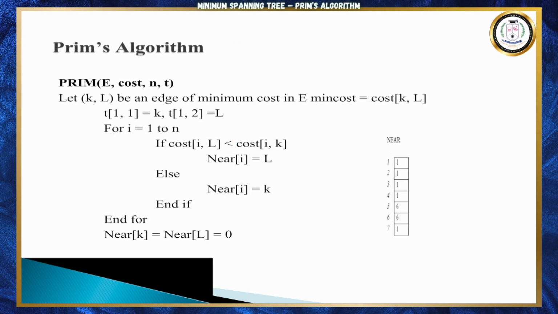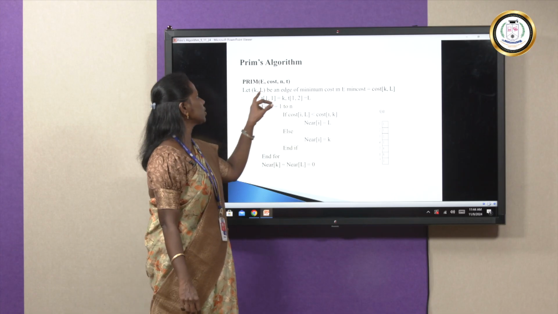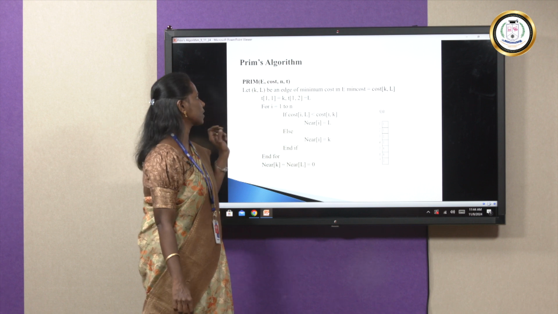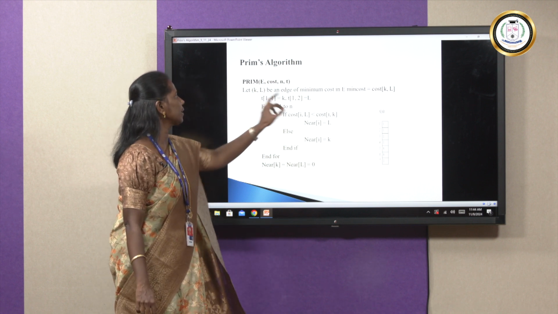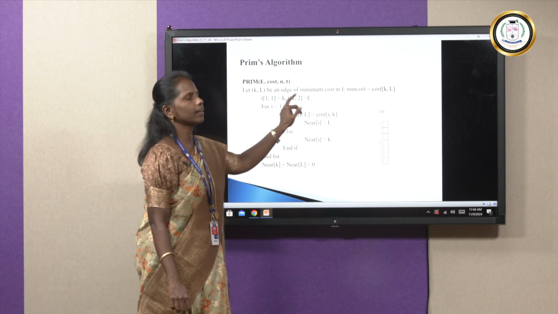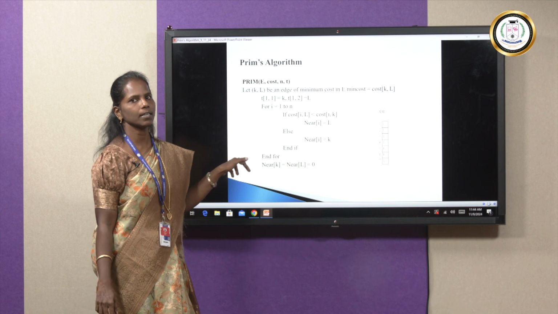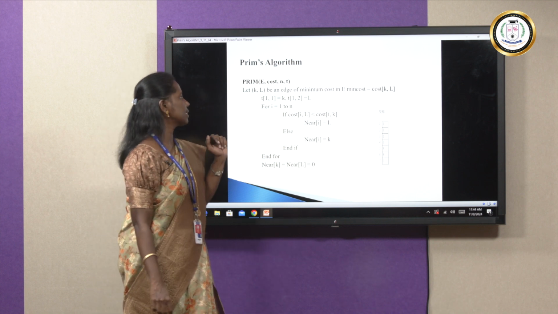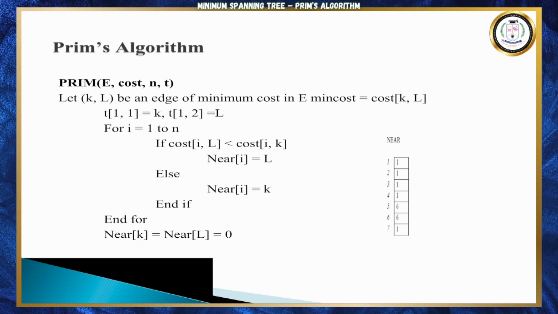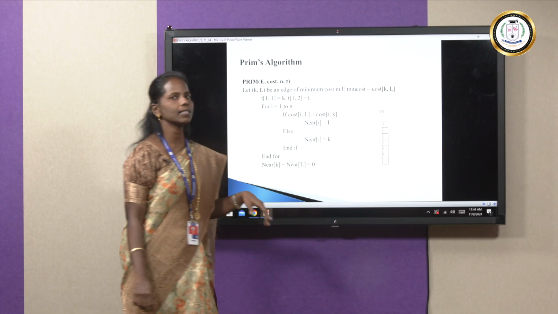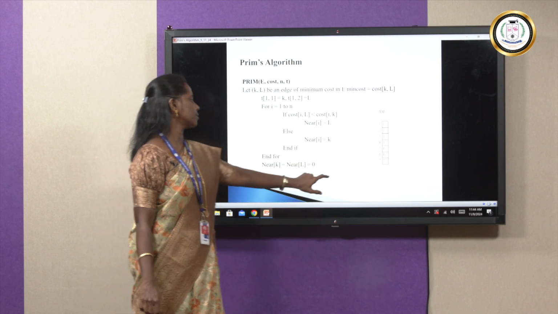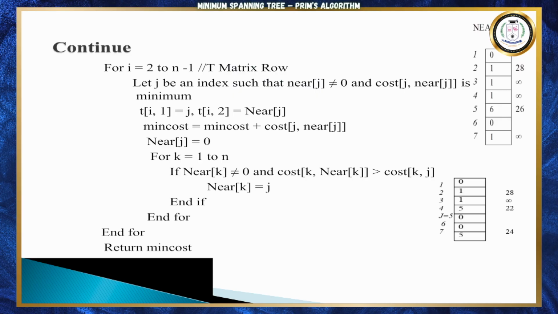So, this is the algorithm, the same steps which we have followed. First, we have to construct the cost matrix, then the least cost edge, 1, 6, which we have selected. That we enter into the T matrix. After entering that, we construct the near array. If L is near, the entry will be L or it may be K. Once you have created the near array, we make the entries of K and L as 0. After making these 0, we find the edge J.